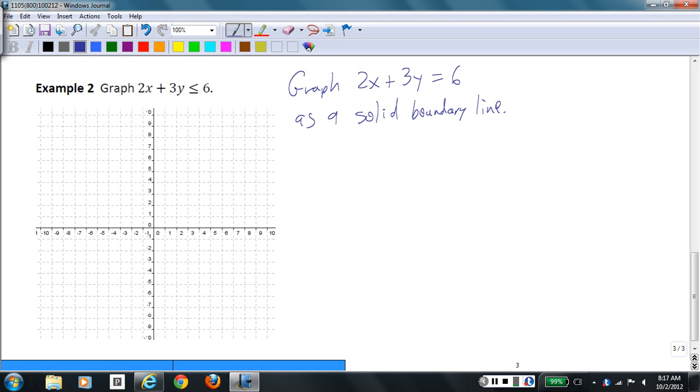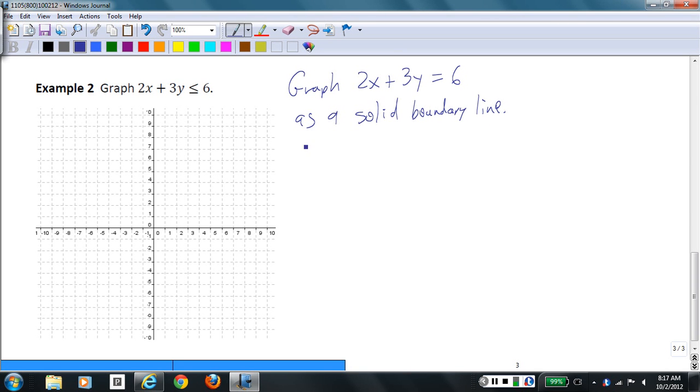Because if 2x plus 3y equals 6, we find an ordered pair, an x and y put together, such that 2 times x plus 3 times y equals 6, then 2x plus 3y is less than or equal to 6. If it satisfies the equation, it's going to satisfy the inequality because it has the or equal to bar. So solid line to indicate that points on the line itself are solutions to the inequality.